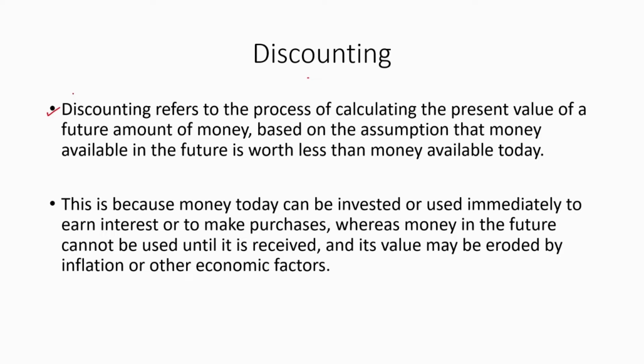Discounting refers to the process of calculating the present value of a future amount of money, based on the assumption that money available in the future is worth less than money available today. This is because money today can be invested or used immediately to earn interest or to make purchases, whereas money in the future cannot be used until it is received, and its value may be eroded by inflation or other economic factors. Simply, this means if you have money now, it will be worth more than having money in the future because you can invest that money or make purchases with it.